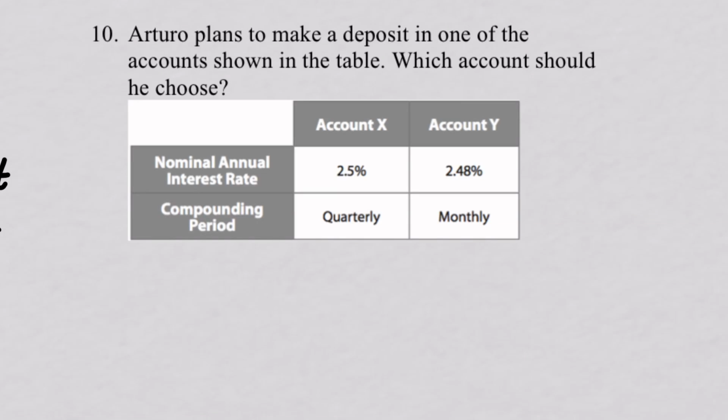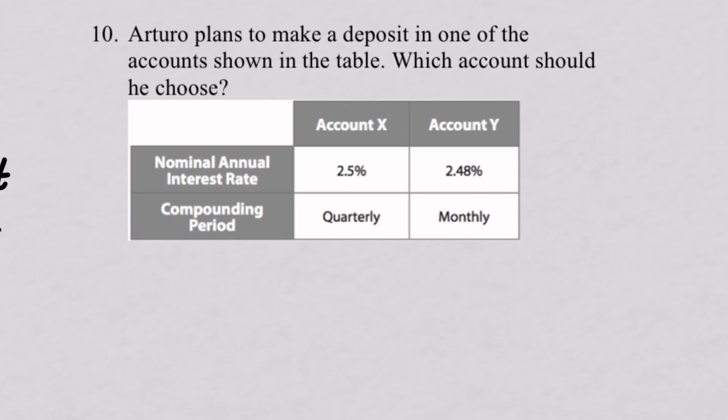All right, let's move on to number 10. Arturo plans to make a deposit in one of the accounts shown in the table. Which account should he choose? So account X has a nominal annual interest rate of 2.5%. Nominal means by name. That's what it says on the brochure, right? It says 2.5% annual interest rate. It's not really 2.5%, right? All of these really depend on how often they're compounded, right? This one's compounded quarterly, this was compounded monthly, so that makes a difference into how much you're going to make.